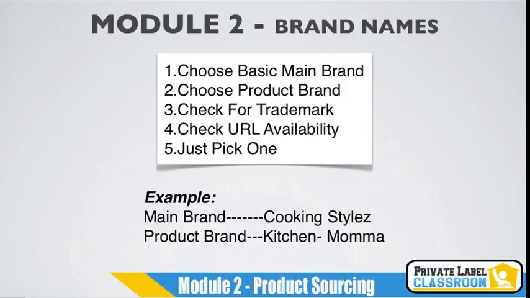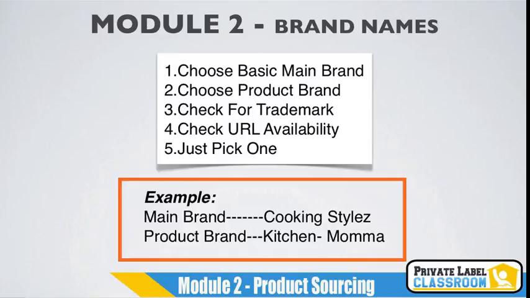Now, the example here I wanted to give you was, for example, the main brand, let's say, is Cooking Styles, with a Z there I put, right? And then the product brand could be Kitchen Mama. So if you were selling the garlic press, well, Cooking Styles sells the product, the garlic press, and then the product brand is, the garlic press is made by Kitchen Mama. So Kitchen Mama is the one that actually makes the garlic press, and Cooking Styles is the company that sells the garlic press.